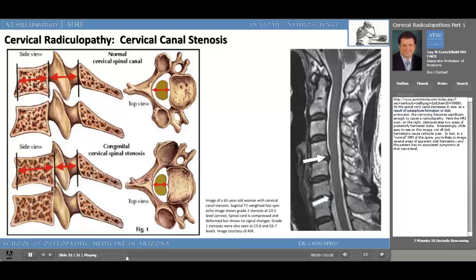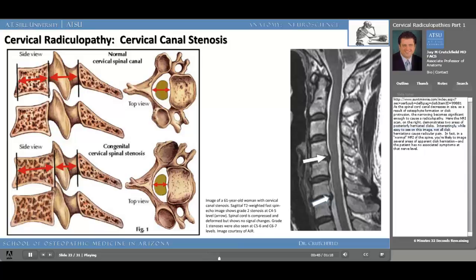Here, the MRI scan on the right demonstrates 2 areas of posteriorly herniated disc. Interestingly, while easy to see on this image, not all disc herniations cause radicular pain. In fact, in a normal MRI of the spine, you're likely to see several areas of apparent disc herniation, and the patient has no associated symptoms at that nerve level.